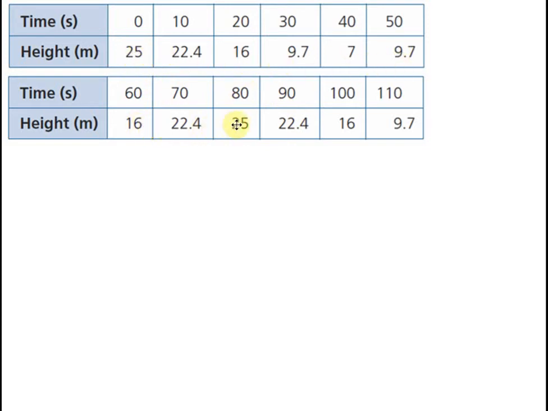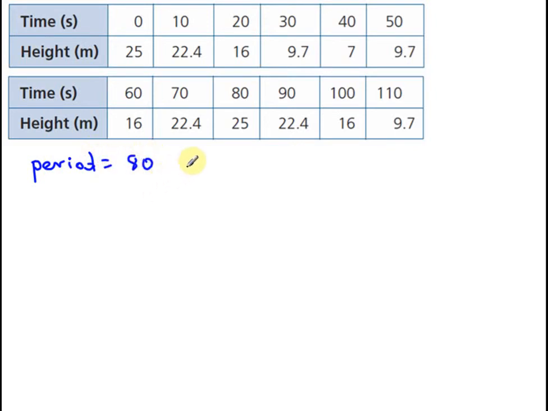Here I get to the end of the cycle, and I see that that took 80 seconds. So the first thing that I can get from this is that the period is 80 seconds.